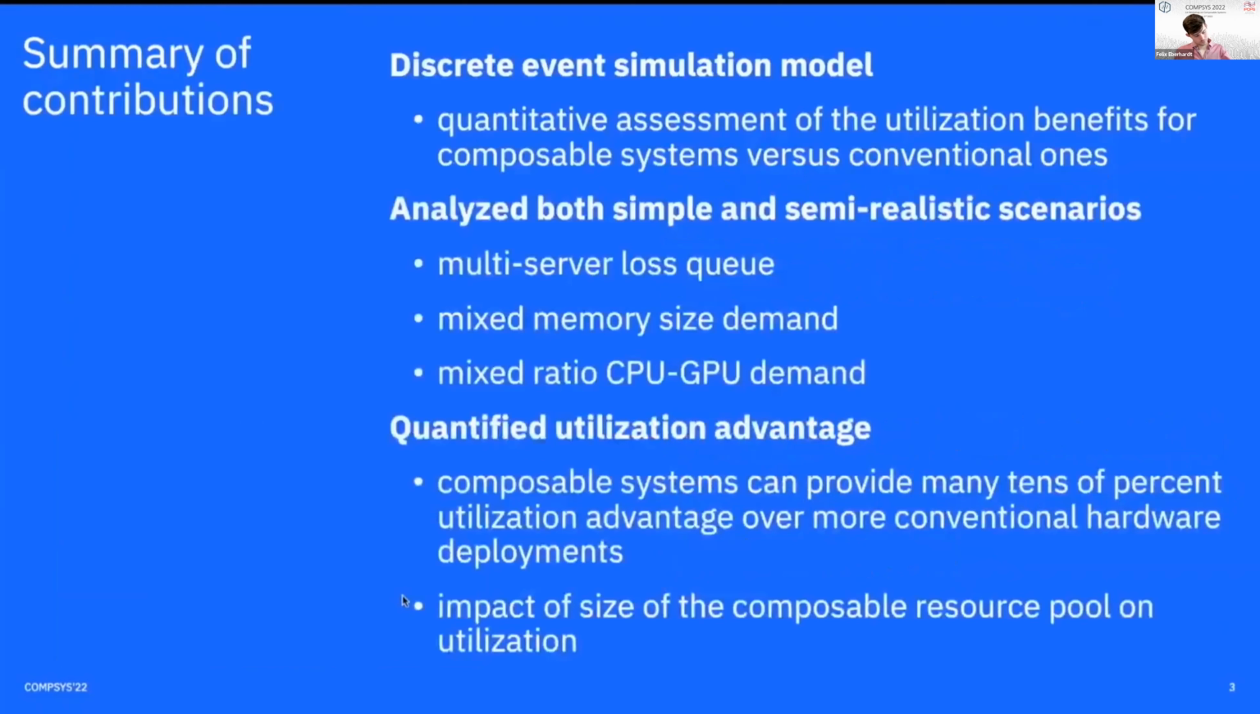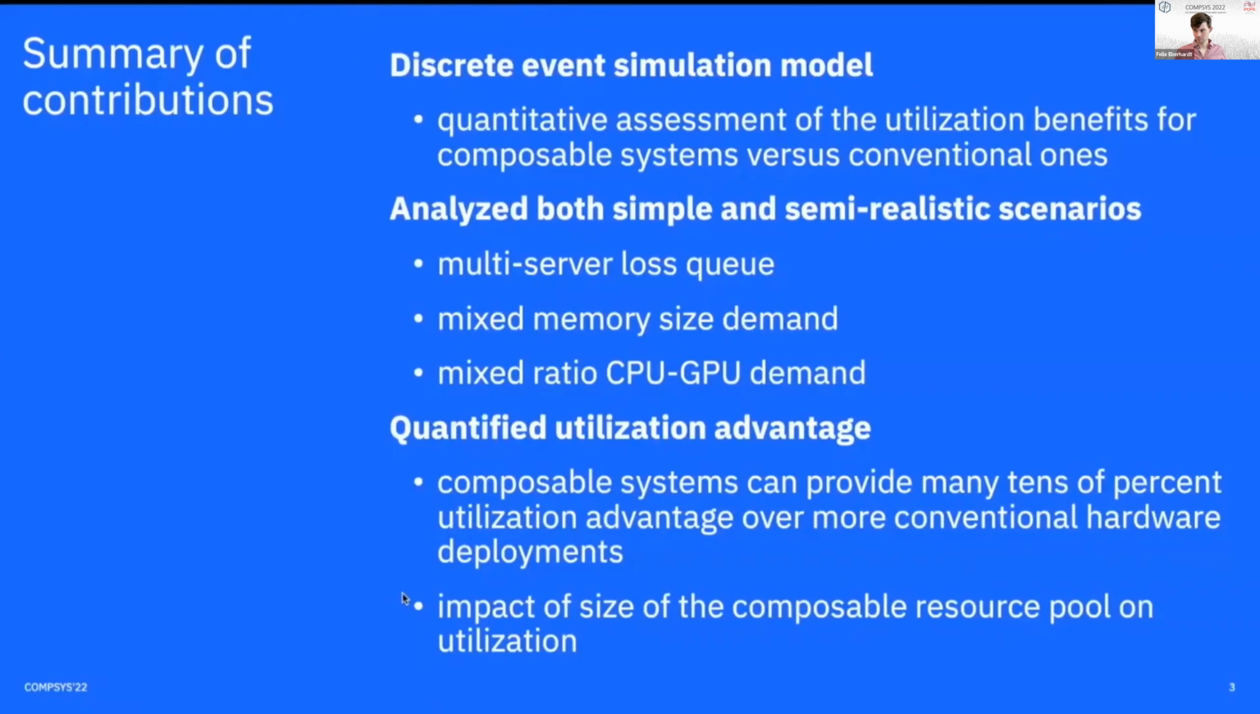So in order to do this, we developed a discrete event simulation model, which I will discuss, and we analyzed 3 different scenarios. A very simple multi-server loss queue model, which highlights the issue of fragmentation in data centers. And we also developed 2 more realistic scenarios, a mixed memory size demand model and a mixed ratio CPU-GPU demand model. We were able to quantify the utilization advantage in several scenarios, showing that composable systems can provide many tens of % utilization advantage over more conventional hardware deployments.